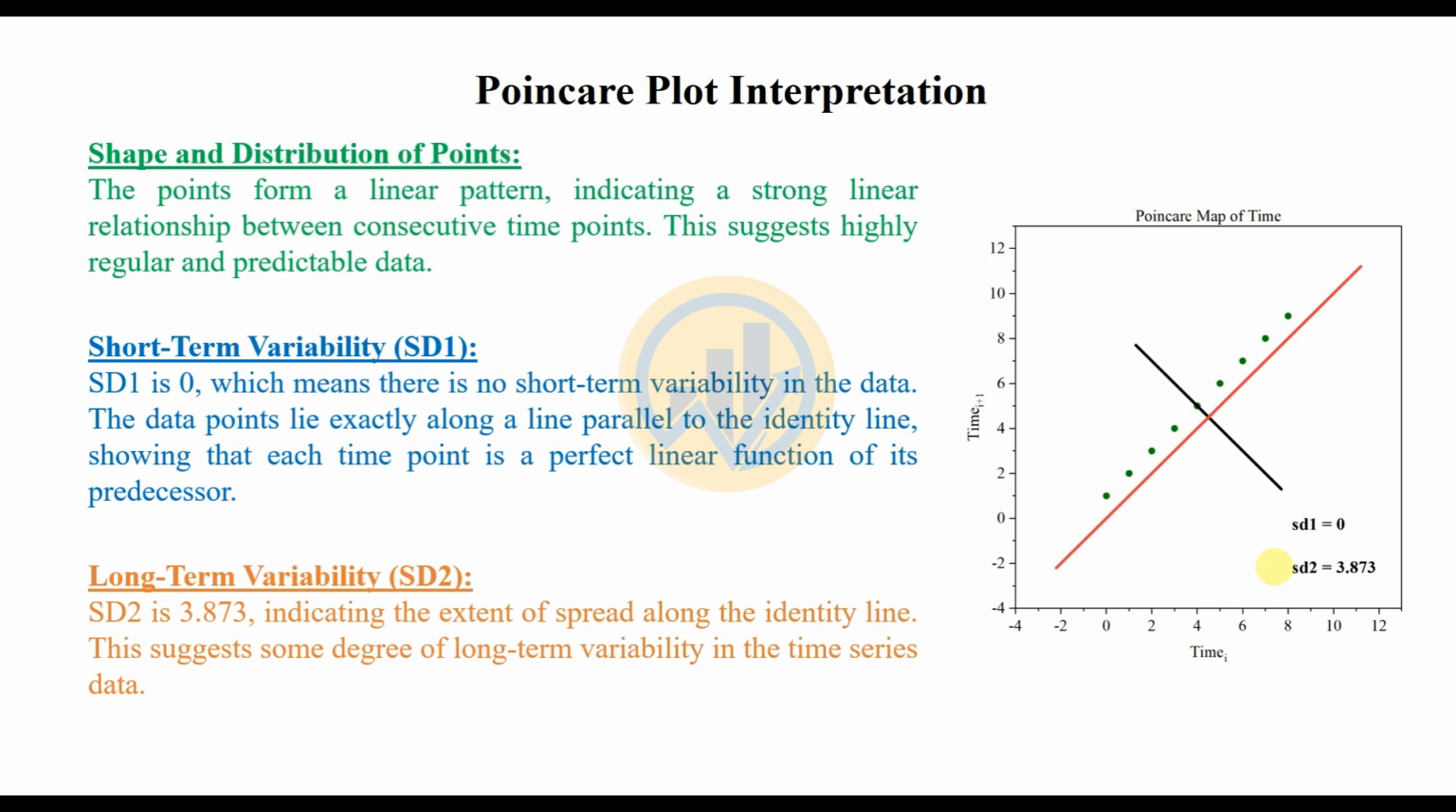Next, the long time variability in standard deviation 2. The standard deviation 2 value is 3.873, indicating the spread along the identity line. This suggests some degree of long time variability in the time series data.